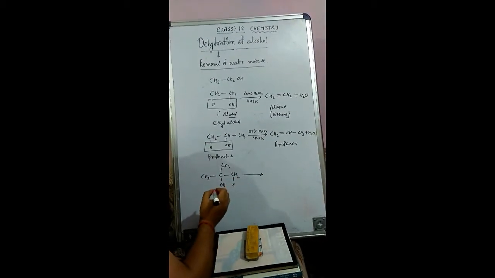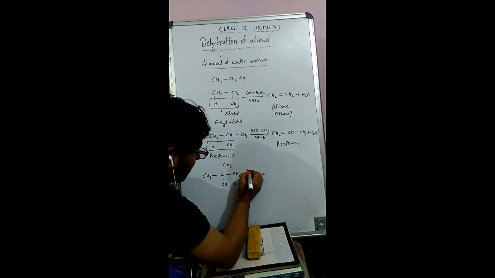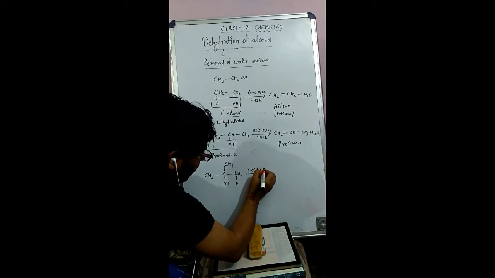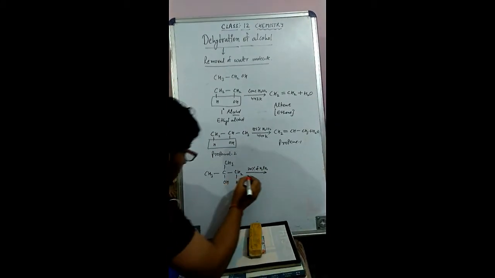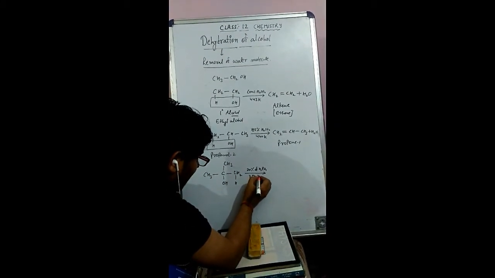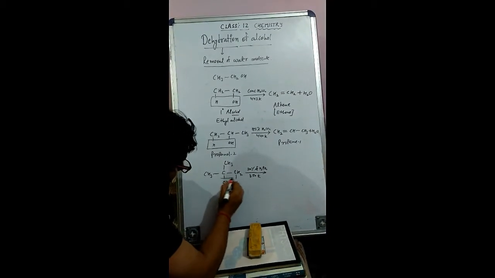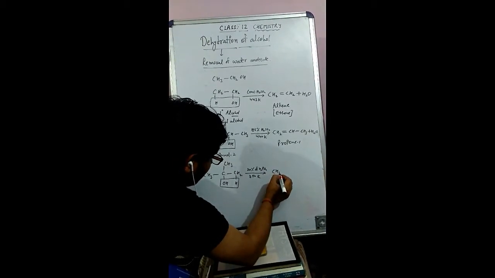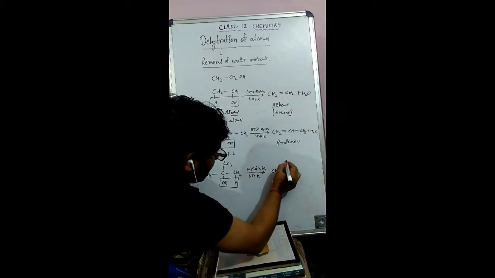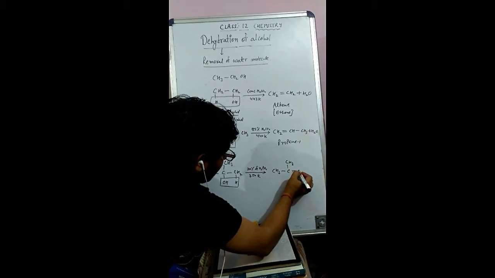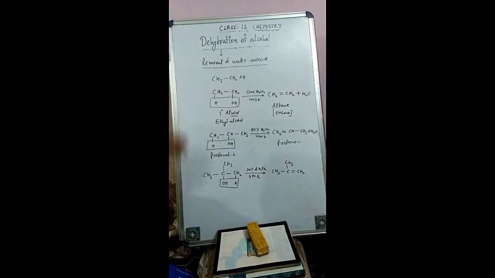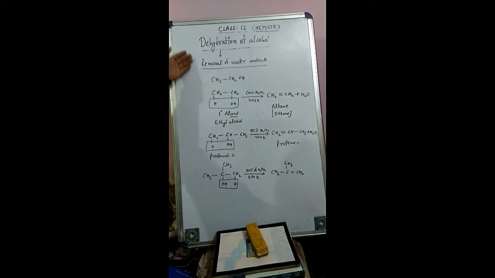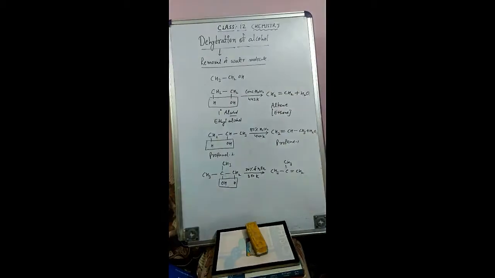Here we can take 20% H2SO4, or 20% H3PO4. The temperature should be 350 Kelvin. Then, the same way, the H2O molecule is eliminated from here, and we get CH3-C(CH3)=CH2. That means primary, secondary and tertiary alcohols, during the process of dehydration, all give us the alkene.